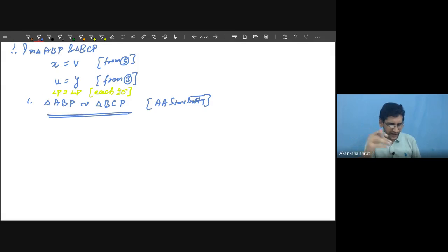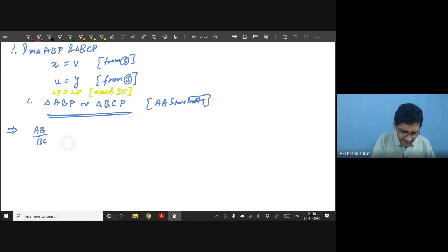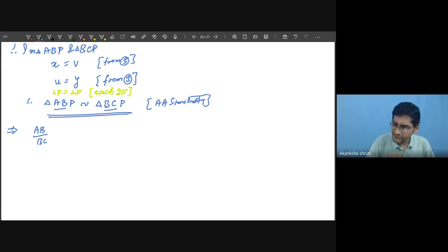Student, if I consider triangle ABP similar to triangle BCP, what can I write? I can simply write, without going into the figure, AB by BC. Just take the first two of the first side and the first two of the right hand side, the next two, BC. So BP in the numerator, corresponding to CP, also equals AP by the other one, BP.